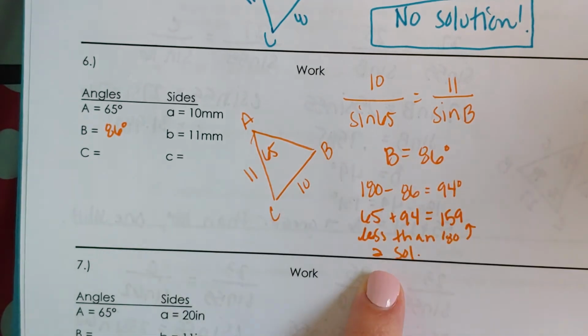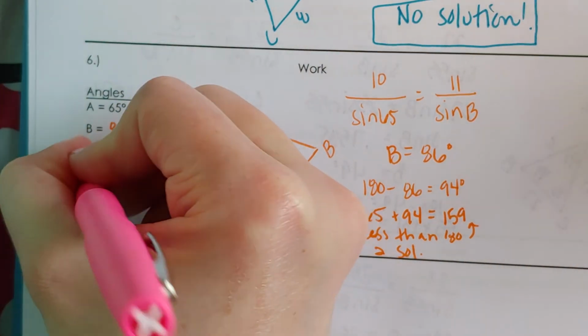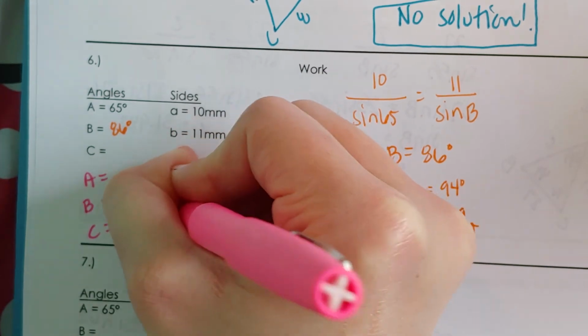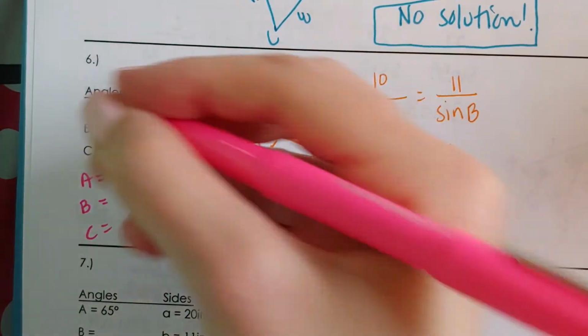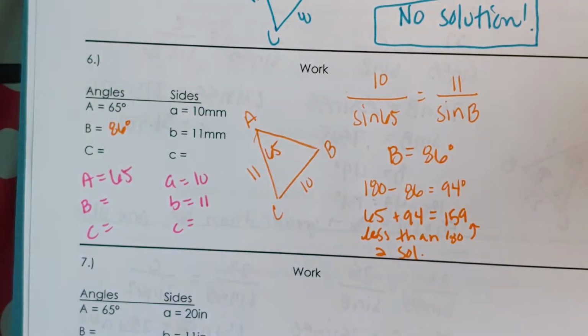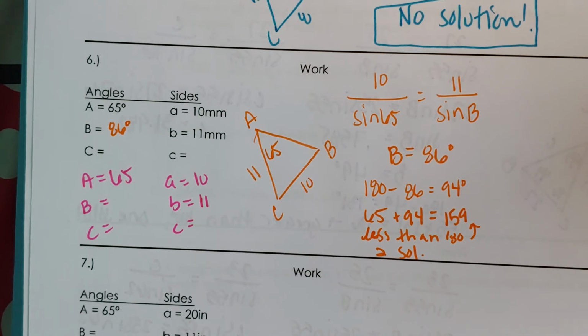2 solutions. Okay, so let me pick a different color so that I'm going to try to do them differently here. So we're going to say A equals, B equals, C equals, A equals, B equals, C equals. We know that the original stuff stays the same. 65, 10, and 11 do not change, okay? We are saying here there are two triangles that have those three things, A 65, A 10, B 11.